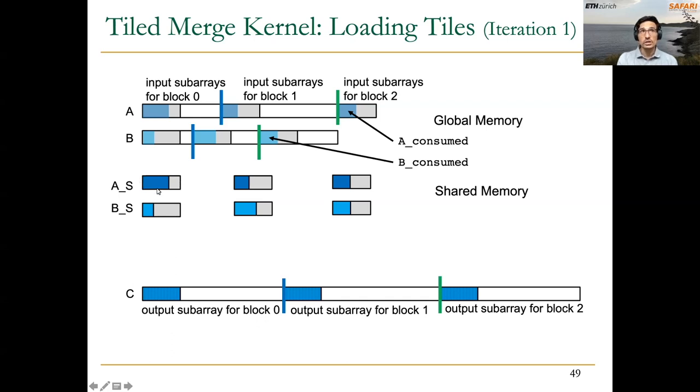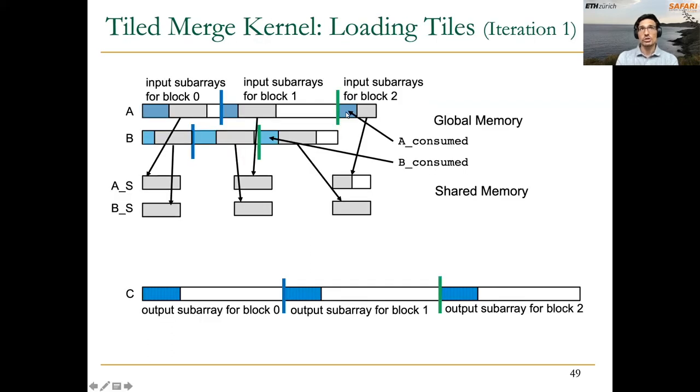Imagine that all elements of this tile are smaller, or equal, to all elements of this other tile. What that means is that we are going to copy all these elements to the output, but we don't even touch the elements of the other tile. So in the end, in the worst case, we are only copying half of the values that we loaded into the shared memory to the corresponding locations in the output. So that's why we have to keep track of how much of the tiles we have really consumed, and then start loading from there. So in this case, we are going to load again one whole tile from A, one whole tile from B. This is from block zero, this is from block one, and so on and so forth.